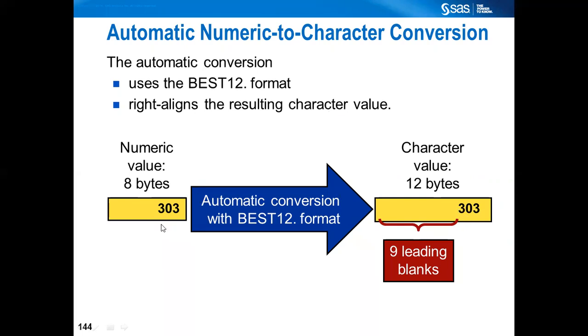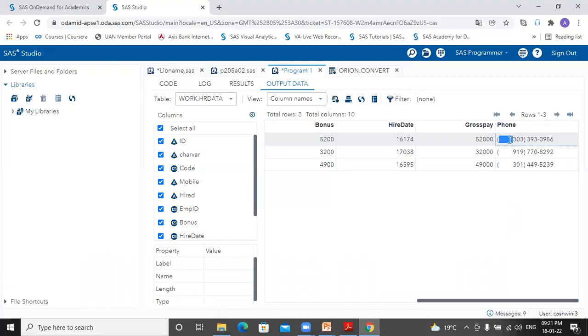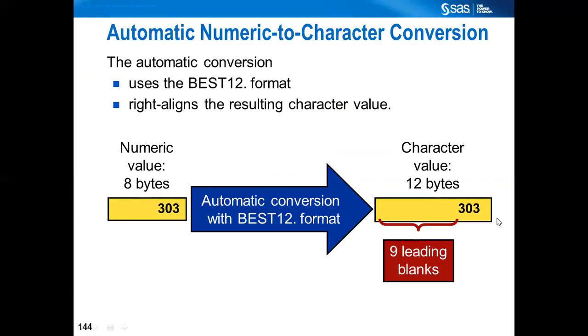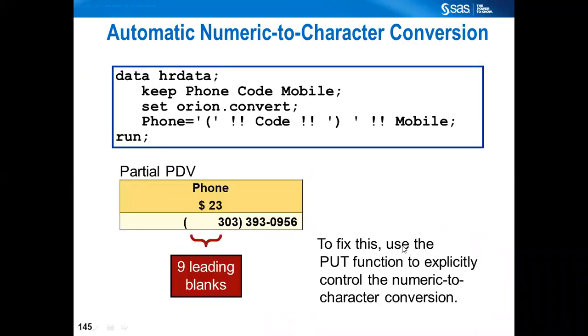That is why these numeric values get right aligned, and that is why in our output we are getting all of this on the right side, with leading blanks. So how to overcome this? To fix this, we are going to use the put function, which will perform the manual, or explicit, way of converting your numeric to character.